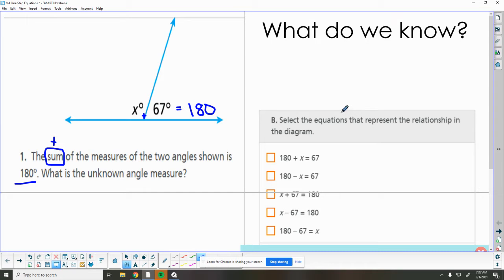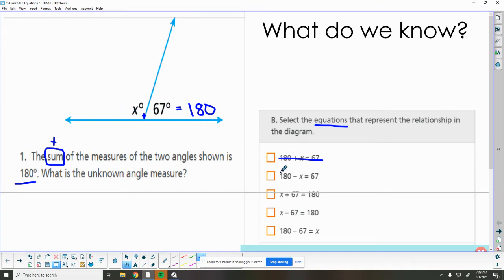So let's look through and see which equation, so select the equations, so there might be more than one, that represent the relationship in this diagram. So we know our total is 180. So if I take 180 and add on X, and even if X only equals 1, that's going to be bigger than 67. So this is not making sense. Adding something on to 180 is going to give us something even bigger, and it's not going to be that straight line.